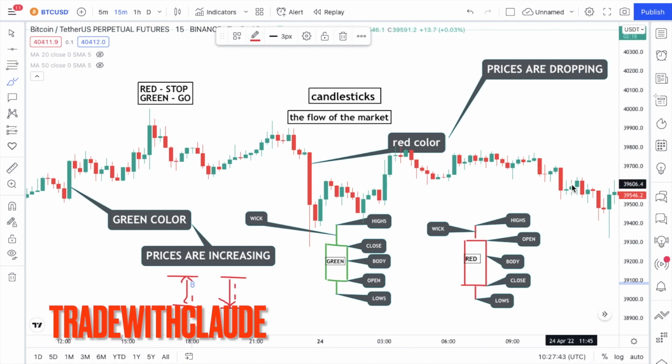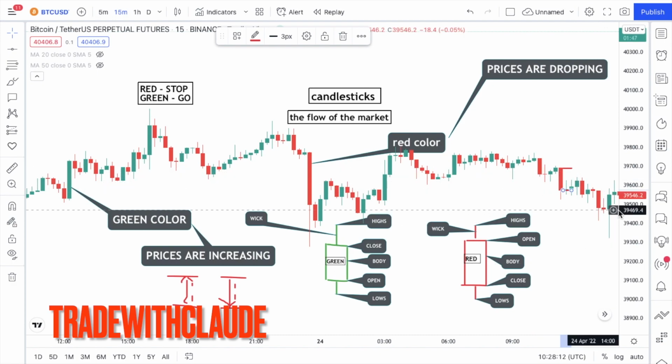Whenever you see this red candle, looking at this candle, the price opened at this level and closed at this level. Now, if you compare the opening price, which was 39689, with the closing price, which was 39573, what happened? The price dropped, which means the price came down, because the price was up here and came down.